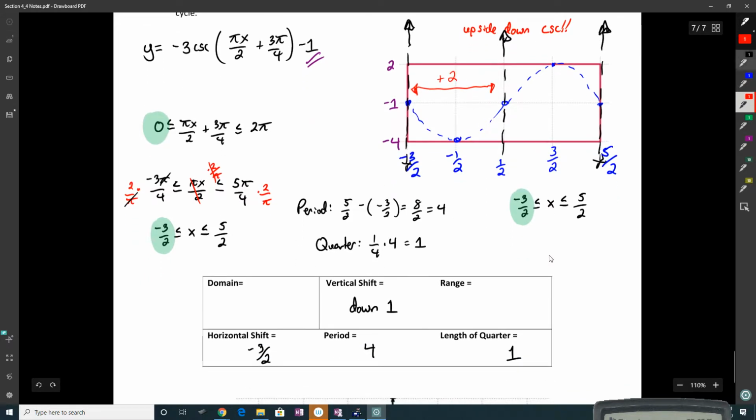So that means my domain is x cannot be -3/2 plus 2k.